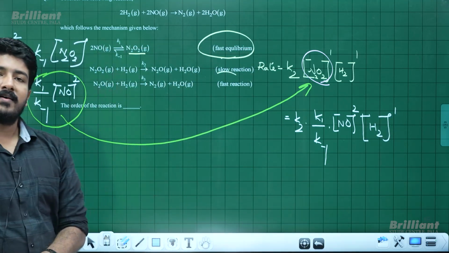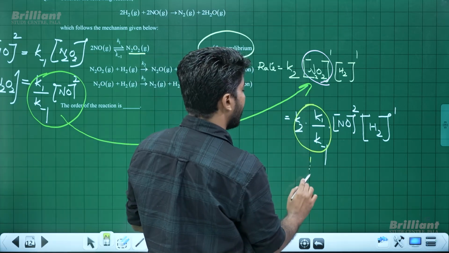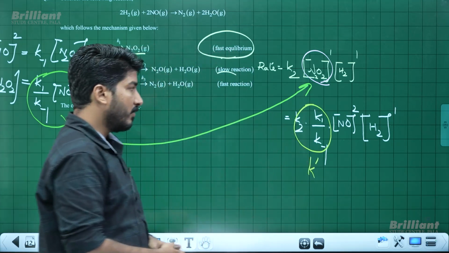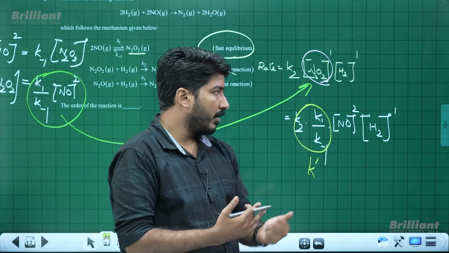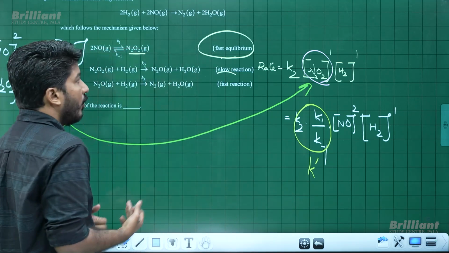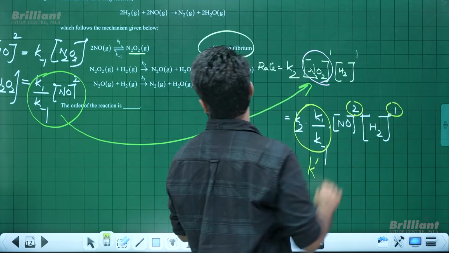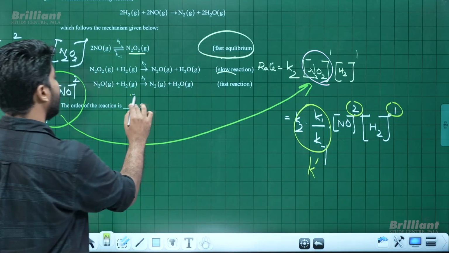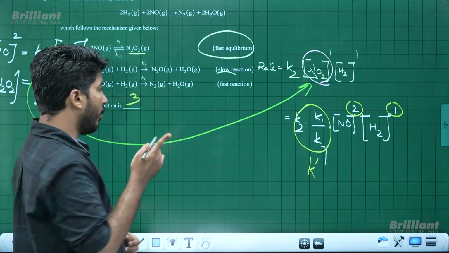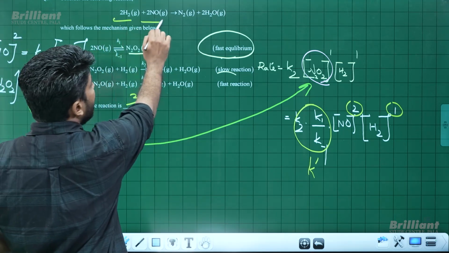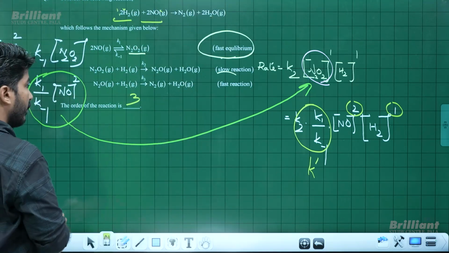So that is the final rate law for our reaction. This is the effective rate constant, let's call it K dash. The rate of that reaction is equal to K dash into NO squared into H2 to the power 1. So the overall order of this reaction will be 2 plus 1, which is 3. The final answer for this question will be 3. Order with respect to NO will be 2, order with respect to hydrogen will be 1, and the overall order of the reaction will be 2 plus 1, 3.